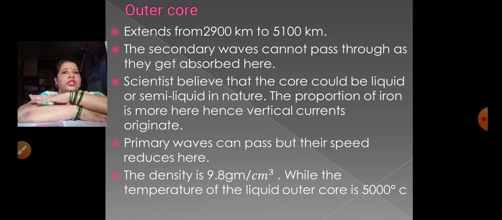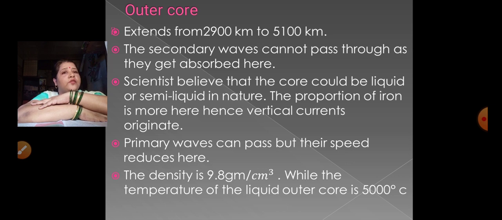Because of which these waves get absorbed or dissolved in it, and cannot pass through it. It is also said that the proportion of iron is more here. Hence, vertical currents originate from this outer core. When we talk about the secondary waves, here are primary waves. Primary waves can pass through, but the speed becomes lesser and lesser. It is not as high as it was. It becomes lesser in the outer core.